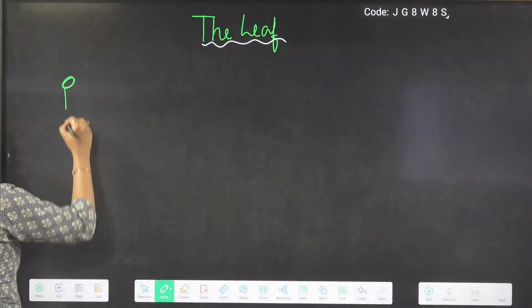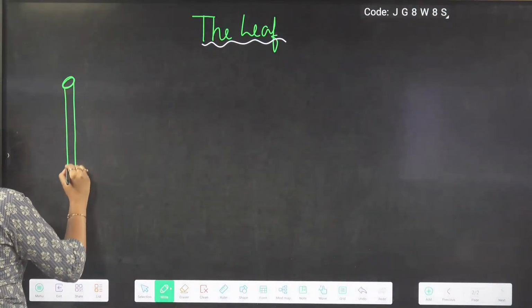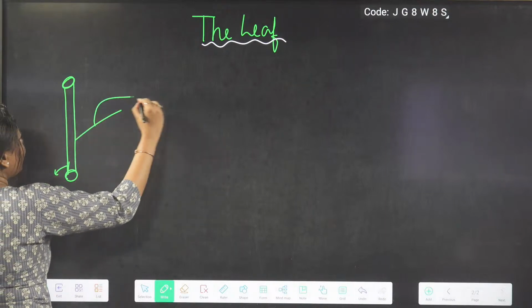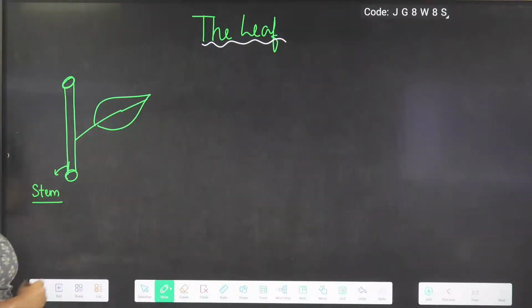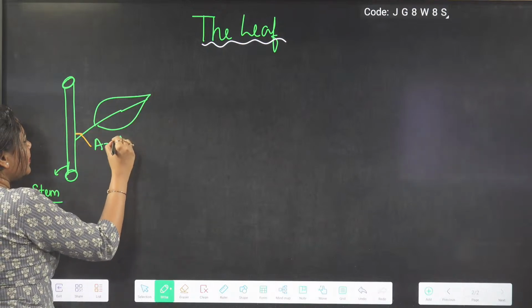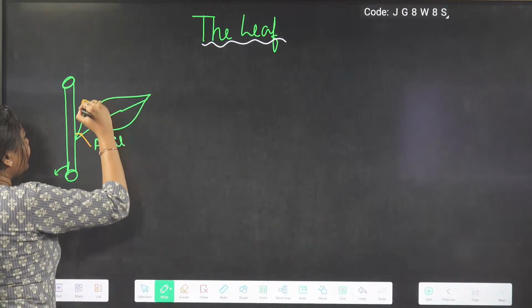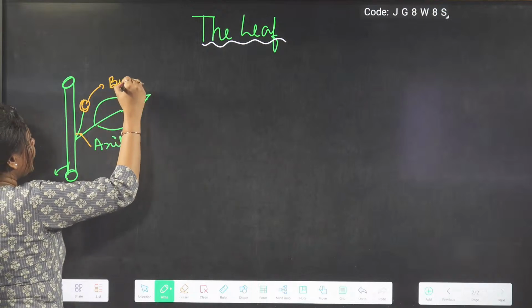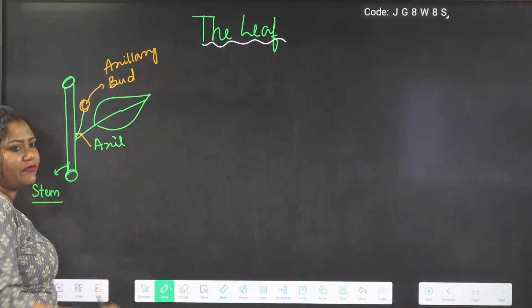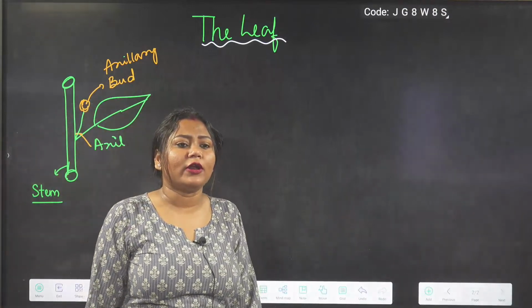See over here. This is your stem, and from here your leaf is arising. What will this point be known as? The angle will be known as axil, and from the axil what is going to arise? Axillary bud. So how can we define a leaf?